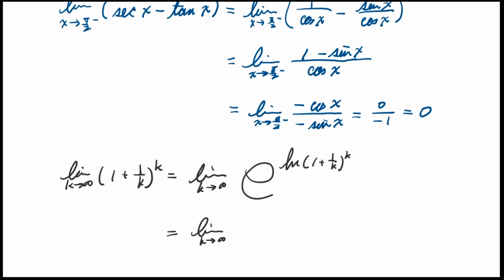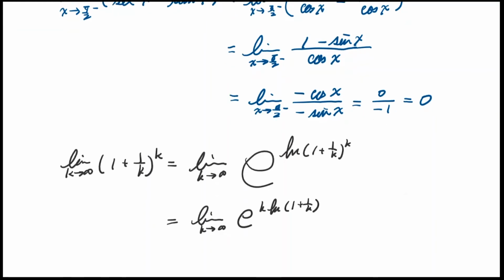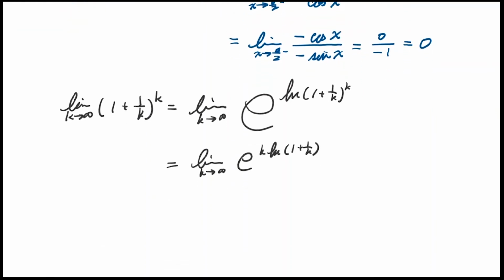Okay, now k approaching infinity, I'm going to use the rule of logarithm, so I'll put that k in front. So far so good? Now let's check. If k approaches infinity, this is infinity times 0, isn't it? It becomes ln 1. So this is infinity times 0. What the hell is infinity times 0 now? Which one wins? Is it 0 or is it infinity? What do you say?